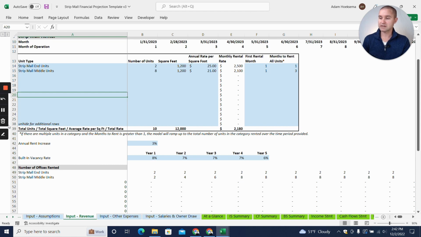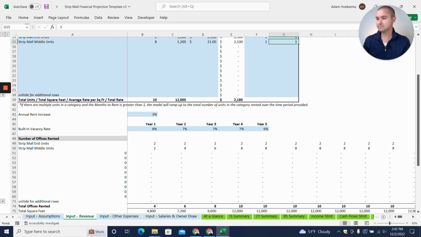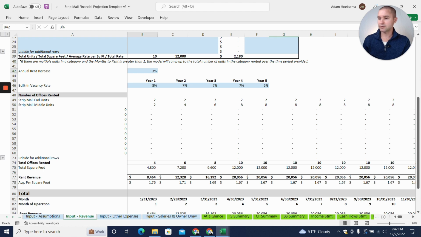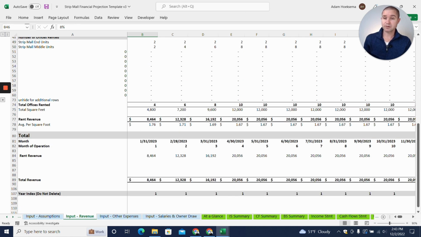You can hit this little plus sign over here, and it'll show you additional rows where you can add in even more units. And then what you're also able to do here is say how many months it is going to take to get up to that full capacity or get those units rented. So we're saying, hey, it's going to take 3 months to get these 8 middle units rented out. Now, we also have the ability to put in an annual rent increase. So we've got a 3% rent increase and a built-in vacancy rate. So we're just assuming some percentage vacancy each year, and we have that going down over time. So then based on that, it will forecast for you your rental income.